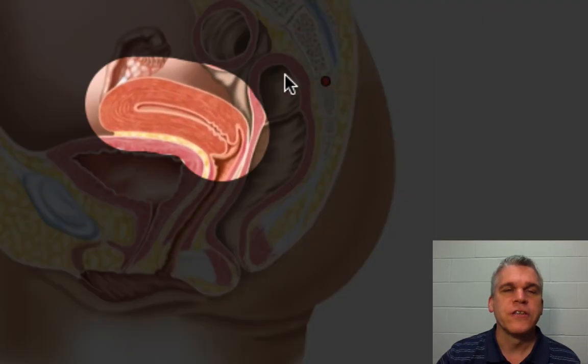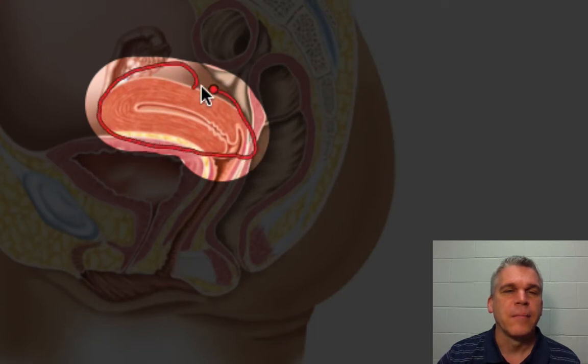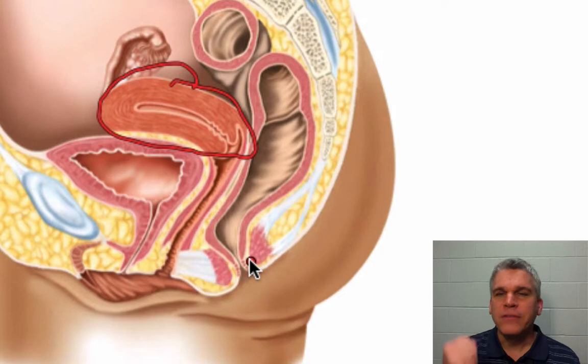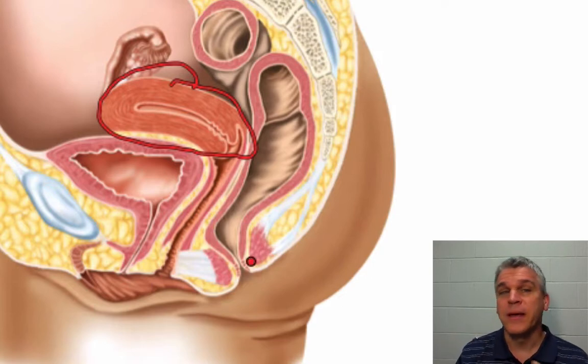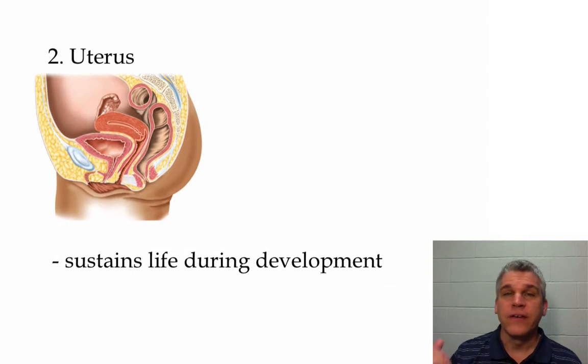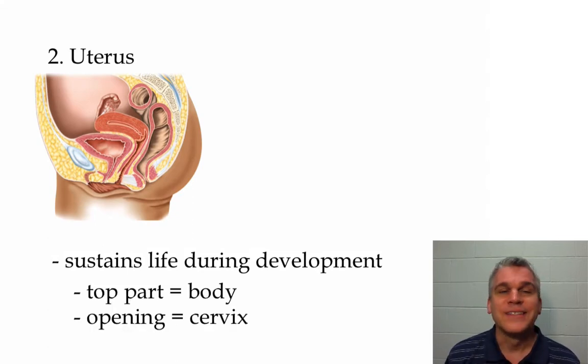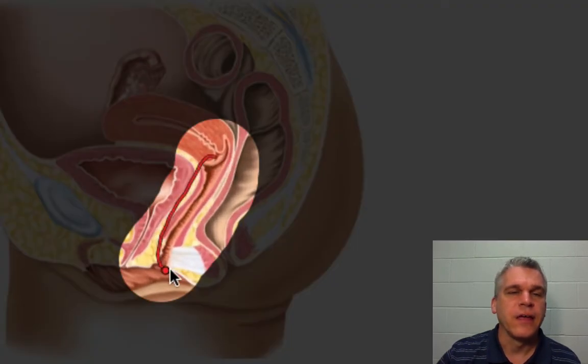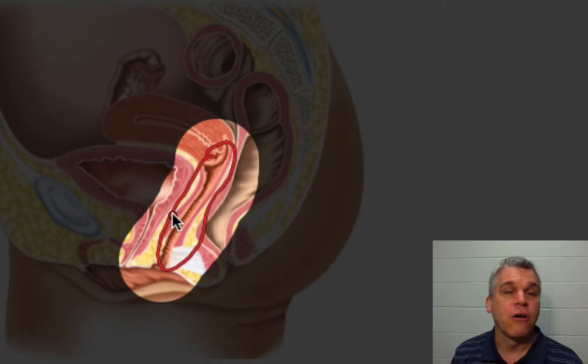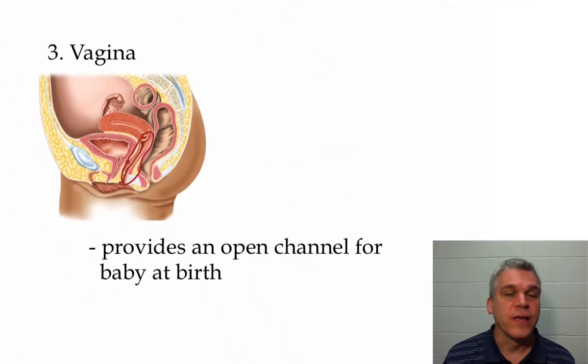The next structure is the uterus, and this is a muscular organ about the size of a fist normally. It's shaped like a pear, and this will be where the embryo, if an egg has been fertilized, will implant, and it will sustain the life during the development. For the 9 months, the uterus has the ability to stretch and get larger and larger to accommodate the growing baby. The top part of the uterus is known as the body. The opening into the uterus is known as the cervix. The next structure is an opening from the outside of the body to the cervix called the vagina, and this is also known as the birth canal.